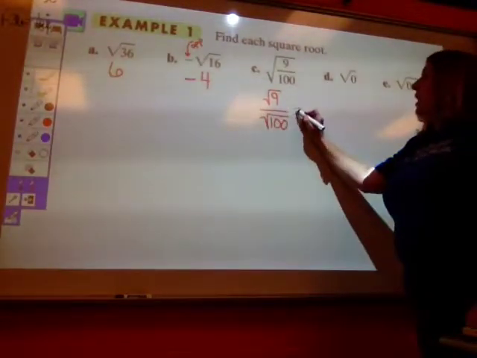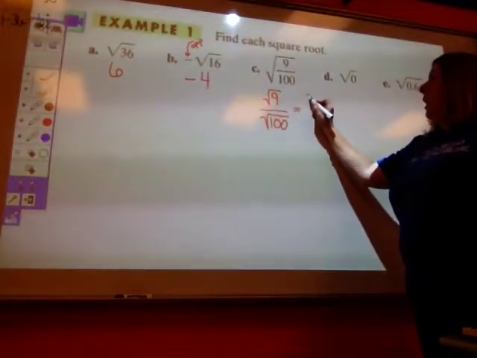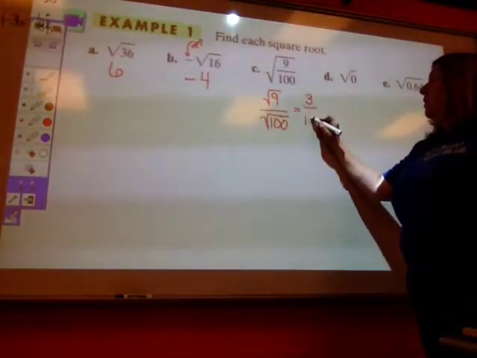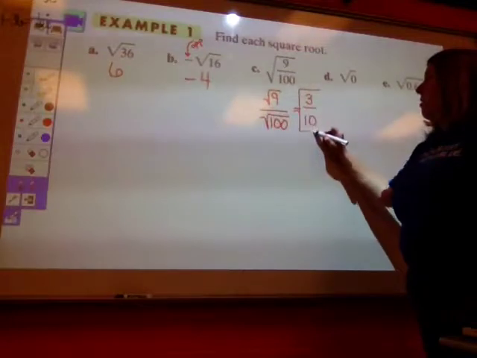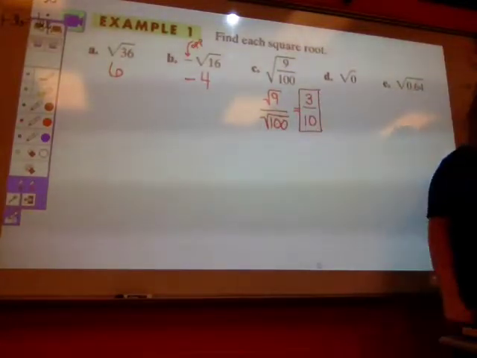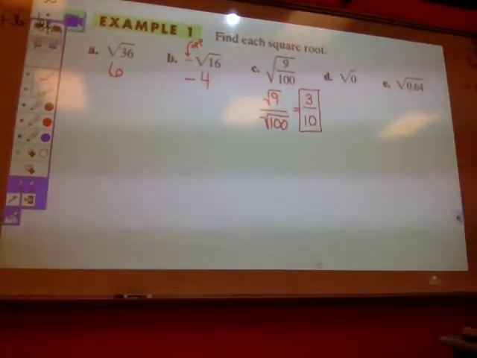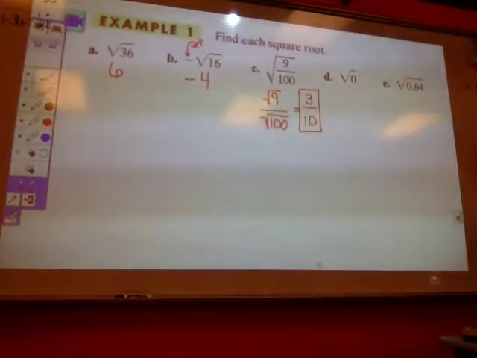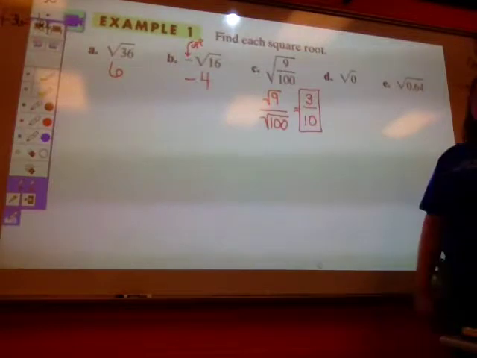And what is the square root of 9? 3. What is the square root of 100? 10. So guess what that answer is? 3/10. Easy enough? Okay. Easy enough. Letter D, I guess it is.